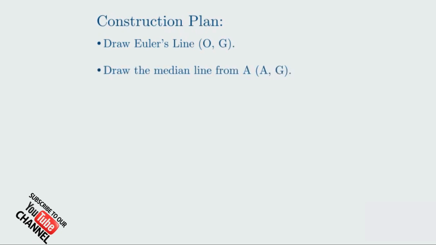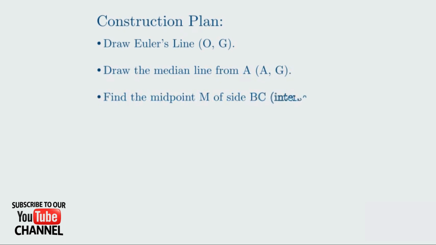Let's outline our construction plan. Our goal is to find the locations of the 2 missing vertices, B and C. Here's the plan. First, we'll draw the Euler line, which we know passes through the circumcenter O and the centroid G. Second, using the vertex A, we'll construct the line that forms the median from A, which we'll call the median line. The third step is to find the midpoint of side BC, which we'll call M, by finding the intersection of our median line and the Euler line. And the fourth and final step is to find the location of the missing vertices B and C. We have the vertex A, the centroid G, and the circumcenter O. This gives us enough information to begin our step-by-step construction.